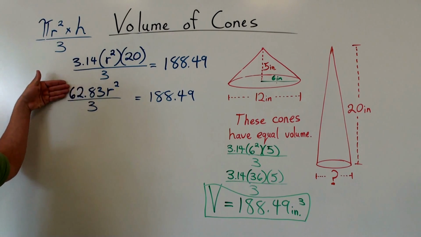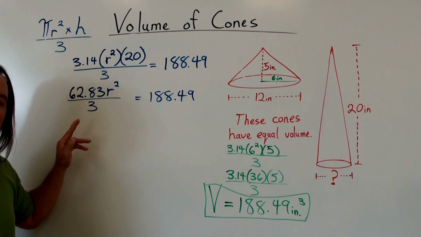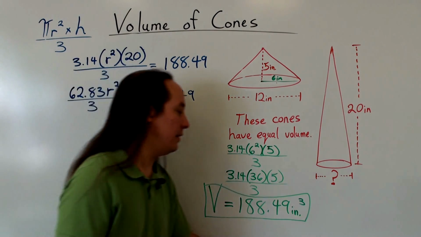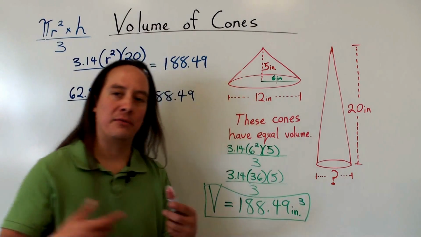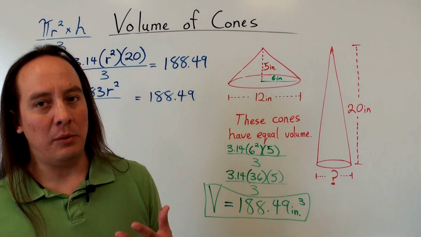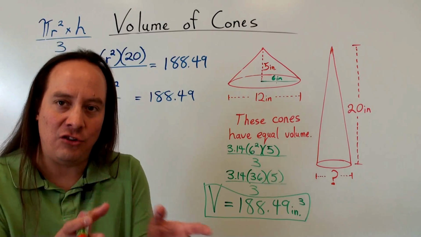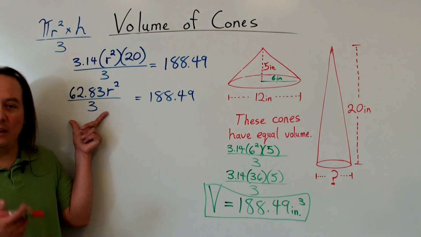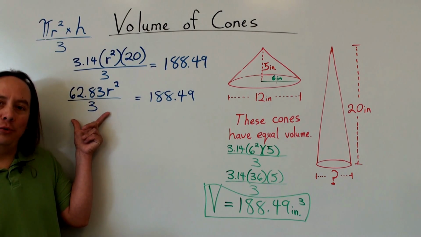I can't multiply anything else because I don't know what the radius is. So at this point, I need to get rid of the fraction. I need to get rid of this denominator. And I always say in algebra, when we're getting rid of the fraction, the only thing that we can really affect or change is the denominator. That's what we're going to do.